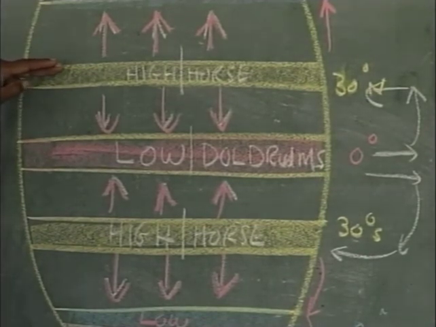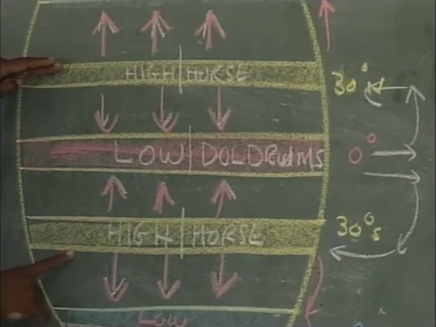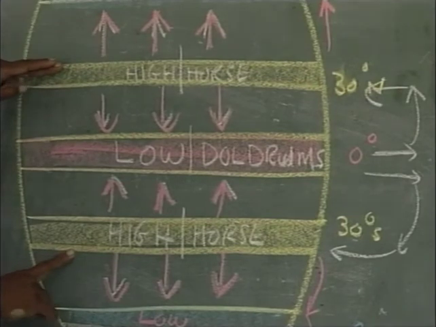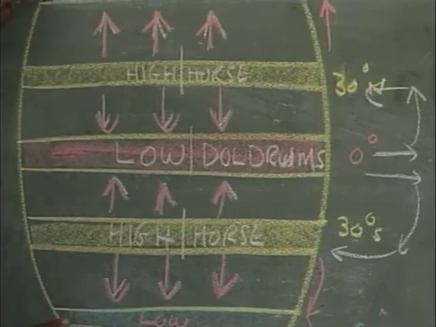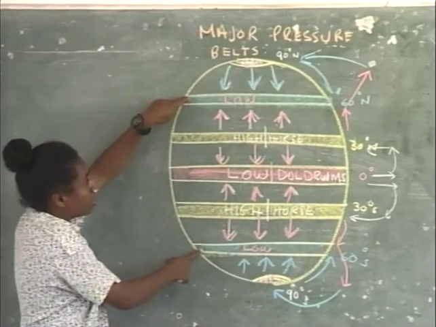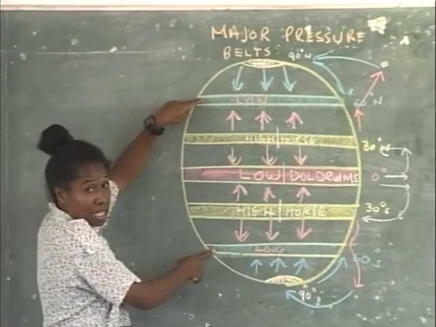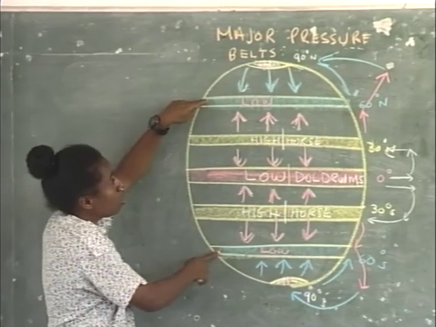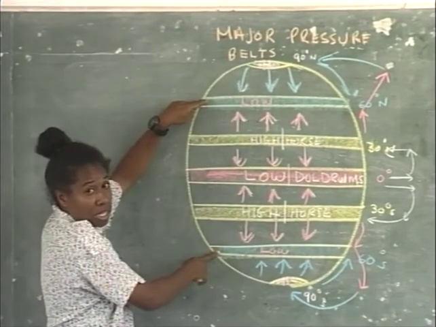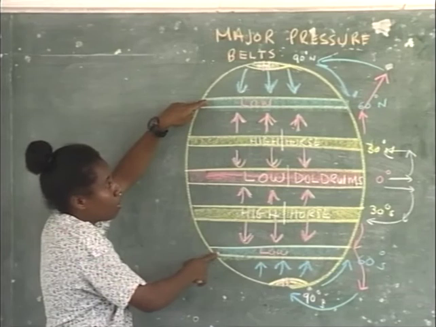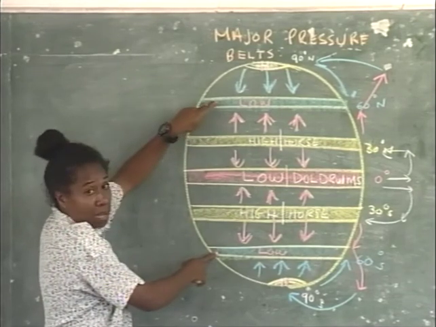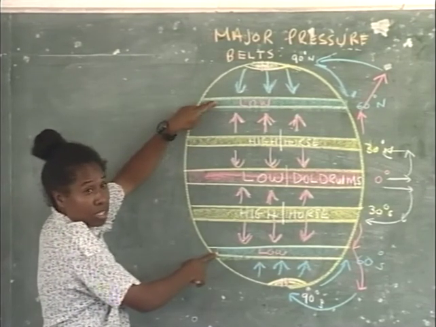30 degrees north and south, we would find the next pressure belt, and that is the high pressure belt, the horse latitudes. This is as a result of the air coming from the equator sinking, giving rise to a high pressure. 60 degrees north and south, we have the low pressure belt, and the low pressure belt is as a result of the warm air and the cold air meeting. Warm air coming from the equator, cold air from the poles. Where they meet, the warm air rises, giving rise then to a low pressure belt at about 60 degrees north and south.